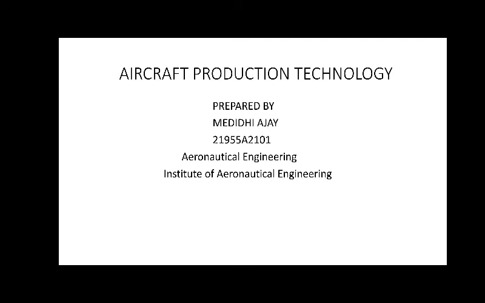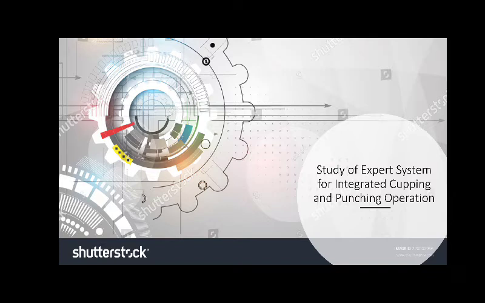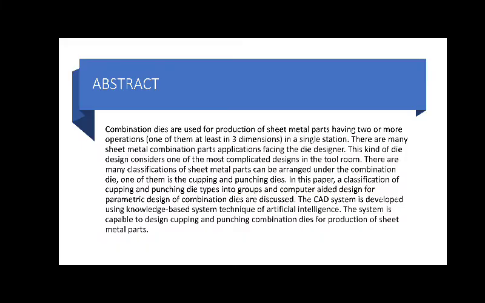In this presentation, I am going to discuss a study of an expert system for integrated cupping and punching operation. Abstract. Combination dies are used for production of sheet metal parts having two or more operations in a single station. There are many sheet metal combination part applications facing the die designer. This kind of die design is considered one of the most complicated designs in the tool room.